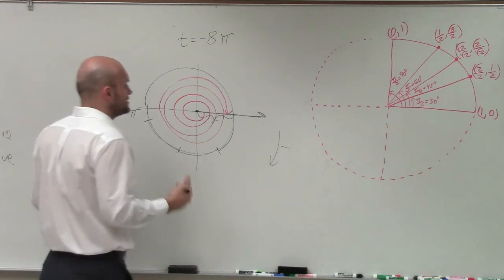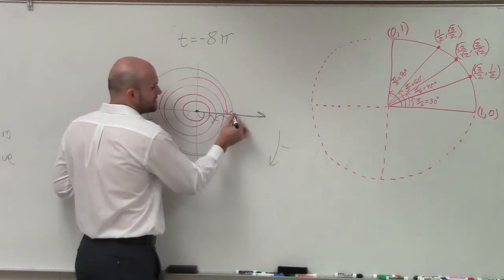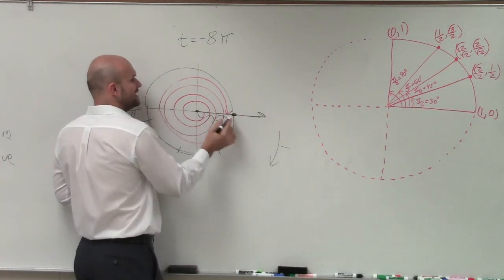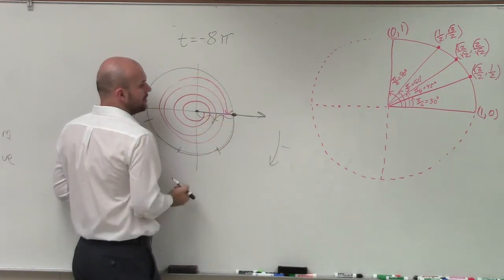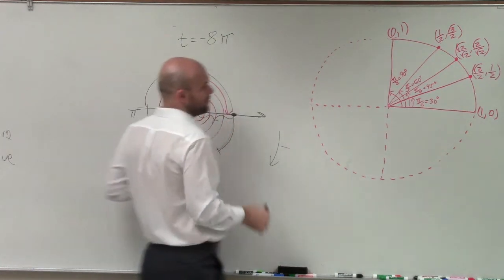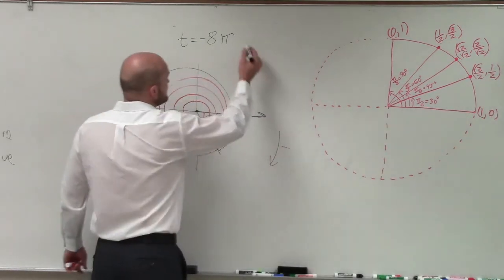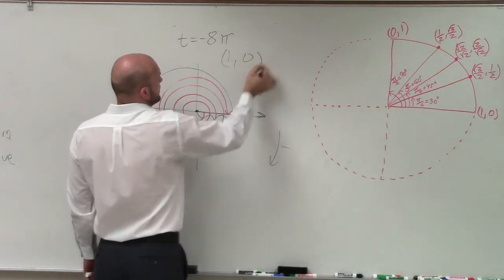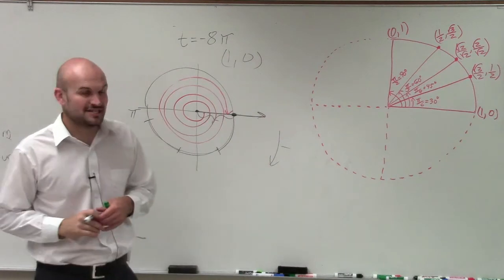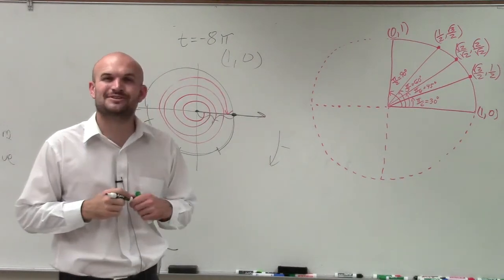So now what they want me to do is determine the point where my terminal side intersects the unit circle. Well, the unit circle intersects at this point, which is actually on the x-axis. So that point is going to be (1, 0). So there you go, ladies and gentlemen. That is how you sketch an angle and then determine the point on the unit circle. Thanks.